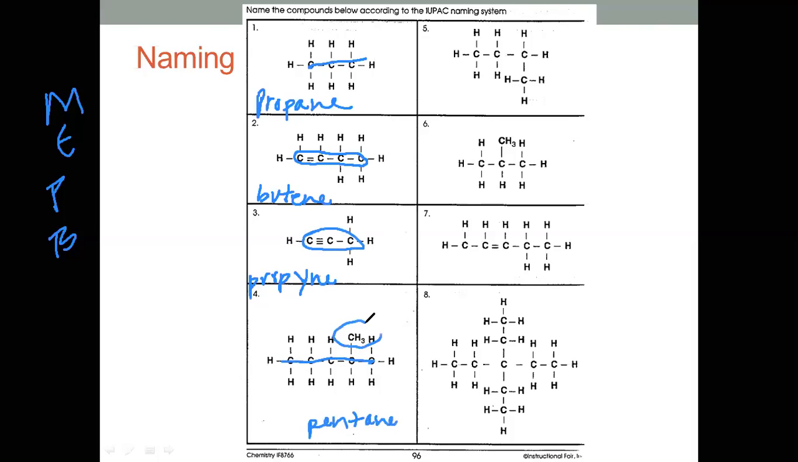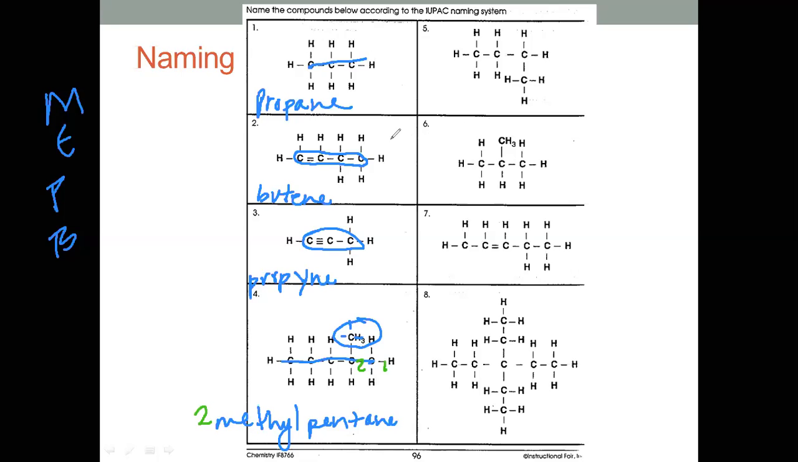What is this thing? That is a methyl group because it's the same as if I did C with 3 H's like that. They just put the H3 to save space. So that's a methyl. And what carbon is it off of? So let's count starting at the side closest to the branch. So it would be on this side. So this is 2-methylpentane.